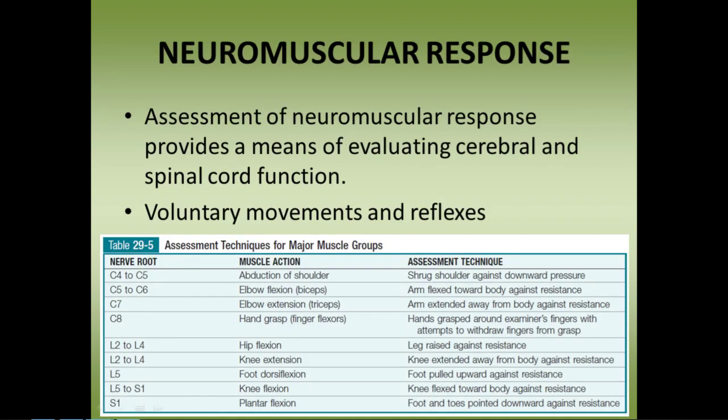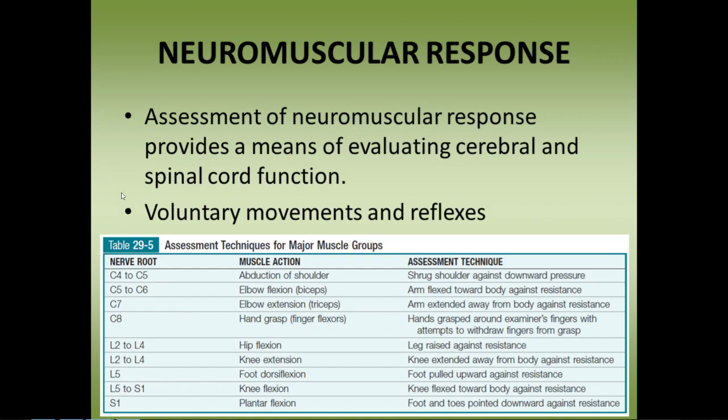Next, let's go to the other category of your physical assessment, which would be your neuromuscular response. Assessment of neuromuscular response provides a means of evaluating cerebral and spinal cord function. So in this case, voluntary movements and reflexes are being assessed. For your reflexes and movements of the body, in this table we have the different nerve roots. So it has something to do with your spinal cord.